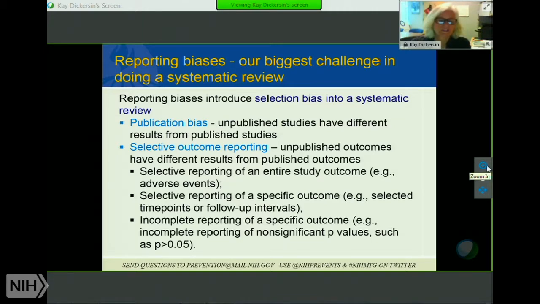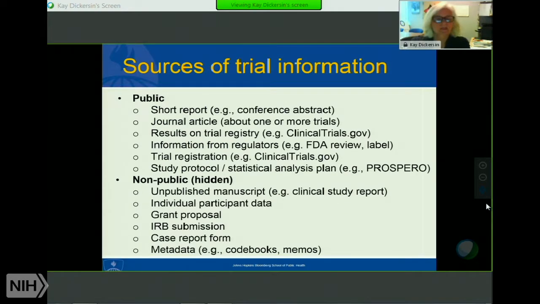Or you could find that people only reported the statistically significant p-values, and that's a selective outcome reporting as well. So these are really big problems or challenges related to doing a systematic review, and something people are spending a lot of time working on, me included.